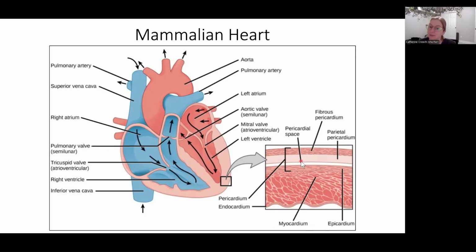Then we're going to have a space. This is the pericardial space. In this pericardial space, you're going to have lubrication, because your heart is moving against its sac, and movement creates friction, and that would cause a lot of heat, and it would create damage. So you have a space around your heart that's filled with a really greasy fluid to keep it nice and lubricated. Then you have your pericardium.